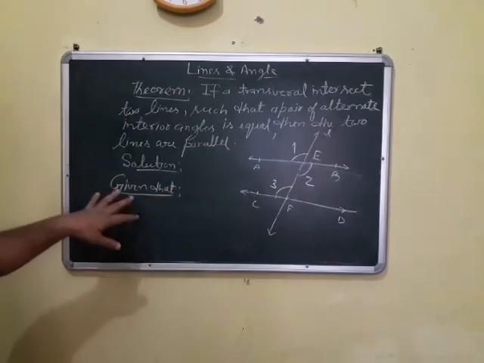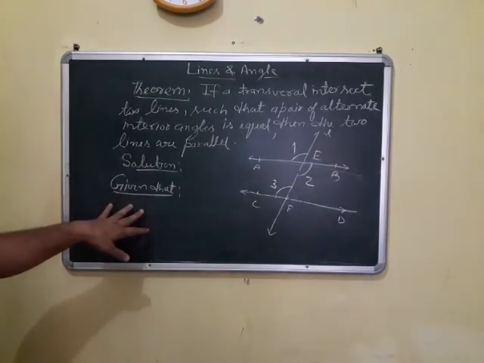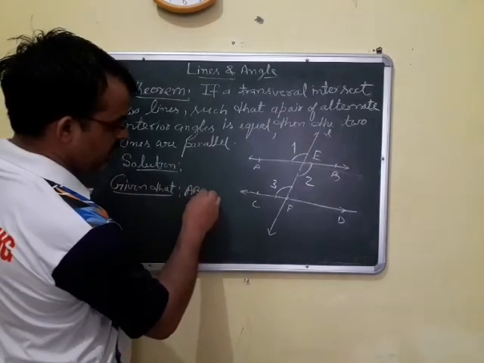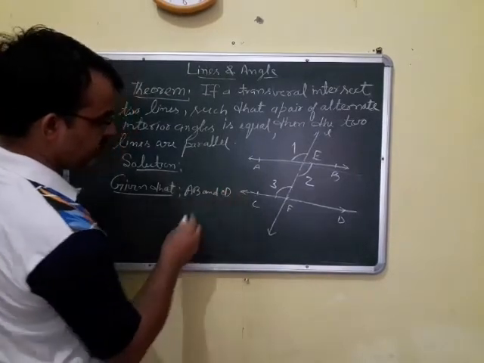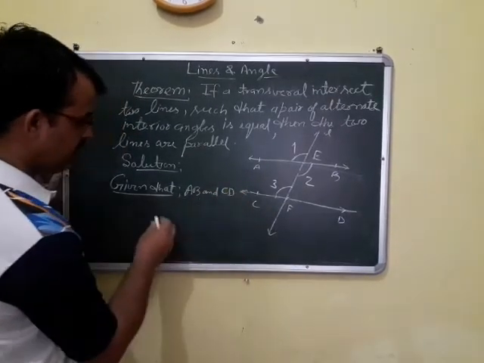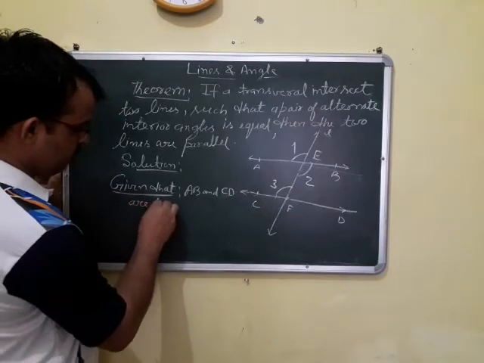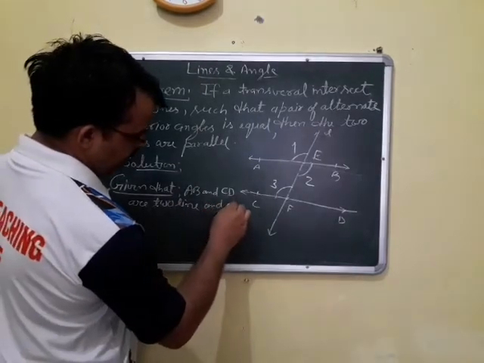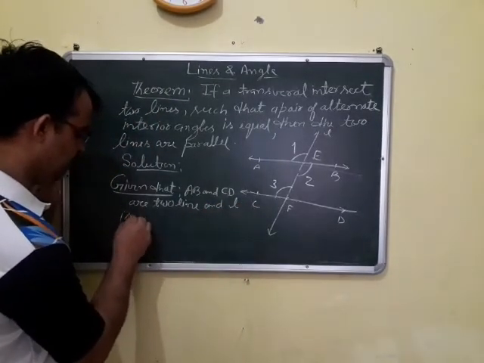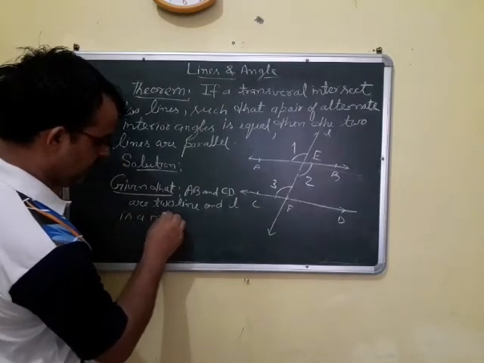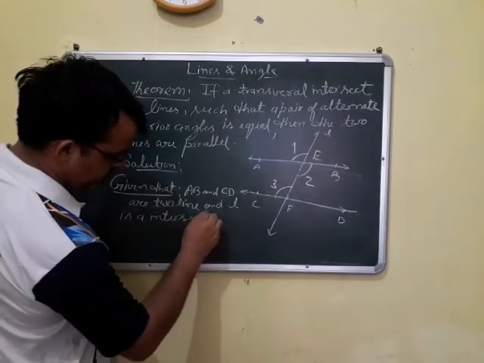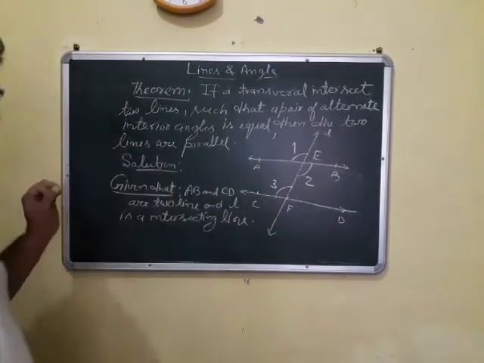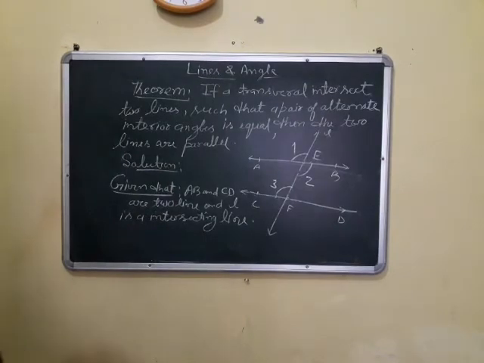What is given here? AB and CD are two lines and L is an intersecting line. Clear? Intersecting lines. Clear?